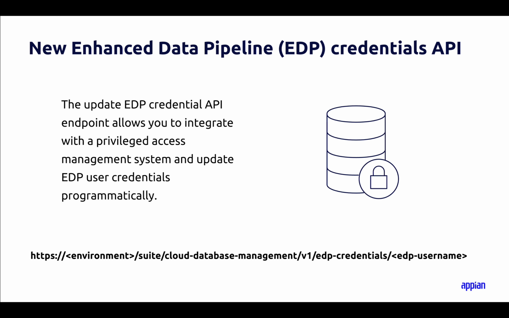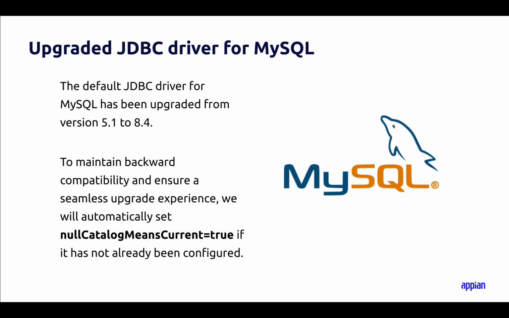The default JDBC driver for MySQL has been upgraded from version 5.1 to 8.4. In 8.4, the null catalog means current connection property now has a new default of false. To maintain backward compatibility and ensure a seamless upgrade experience, we'll automatically set null catalog means current to true for you, unless you've already configured it yourself. No manual adjustments are required.